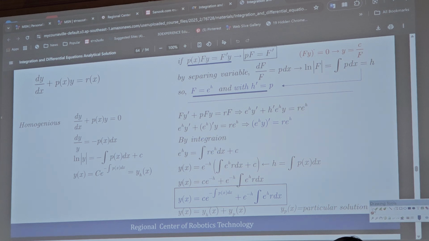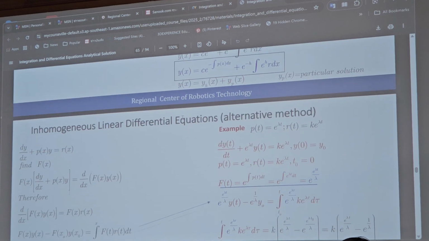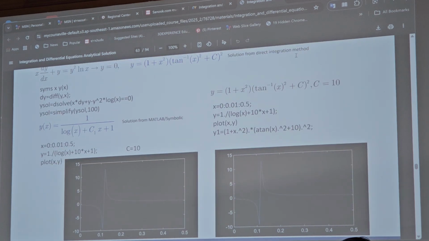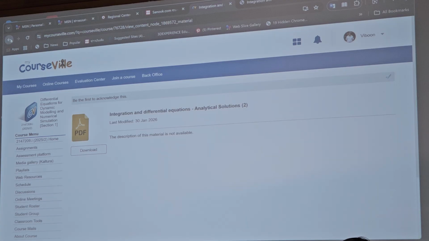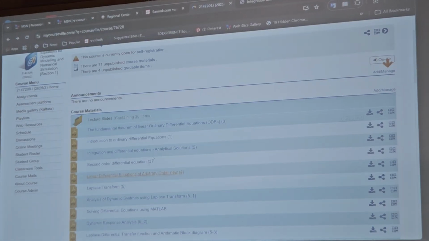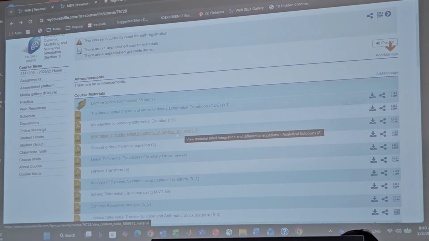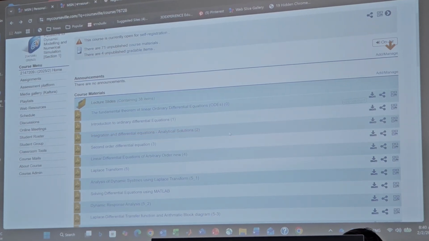Right. So for this one, we do concentrate on first order, right? This one, the integration method, and it covers time invariant as well as time varying.